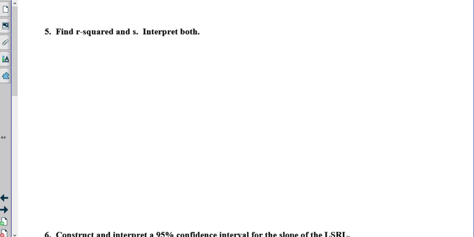Okay, r squared. We got r squared right off our calculator. R squared equals 0.72. Remember we told you that we're never going to make you calculate S, so we're just going to tell you S. I'm going to give you S right now. S is 6.3. And now we're going to interpret both.